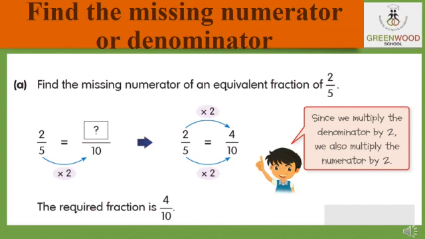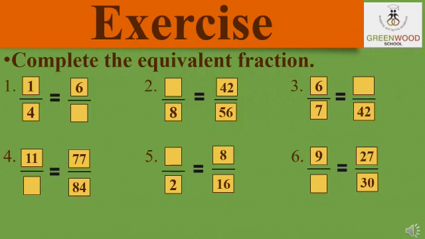Now, as denominator is multiplied by 2, we need to multiply numerator also by 2. And we know that 2 into 2 is equal to 4. Therefore, the missing numerator is 4. Now solve the following exercise. Complete the equivalent fraction. You have to find the missing numerator or denominator by multiplying the same number.